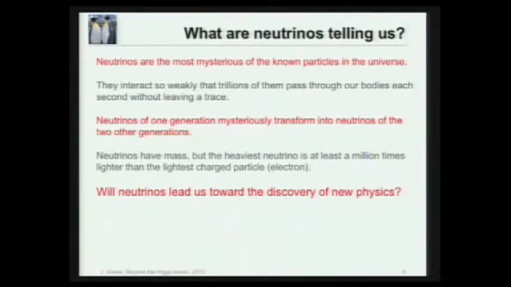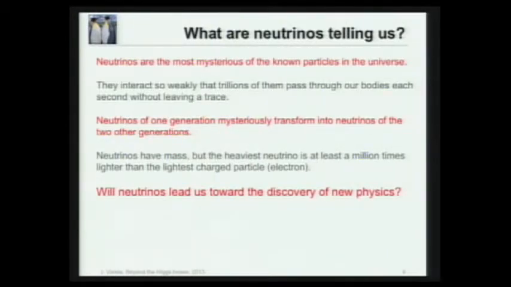This phenomenon has been observed in several experiments done with neutrino beams, where we know exactly that we are sending neutrinos of the muon. And then we go and measure, and we find neutrinos of the electron. So why and how they transform from one species to another, we don't know. But we know that they should have mass, because otherwise these transformations would not be possible at all. So they should have a small mass to make these transformations possible. However, the experiments that have been done show that the heaviest neutrino is at least a million times lighter than the lightest charged particle, that is the electron. So no idea why I have neutrinos with a very, very small mass.